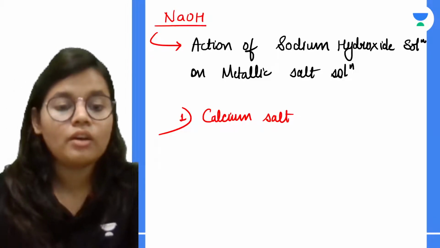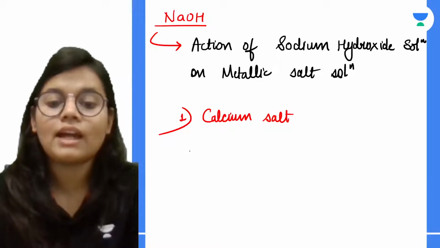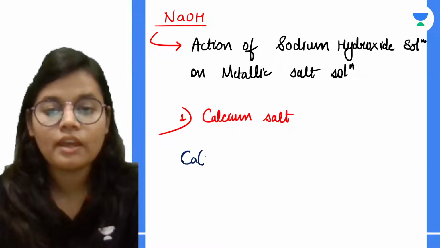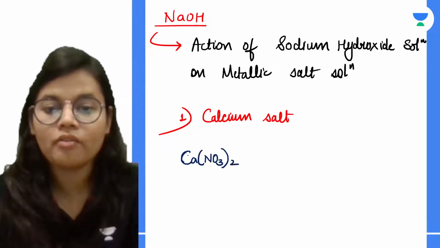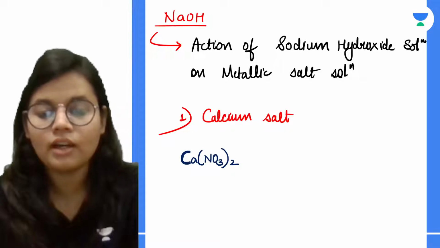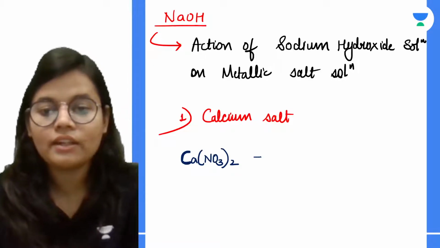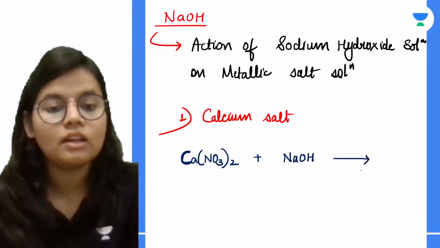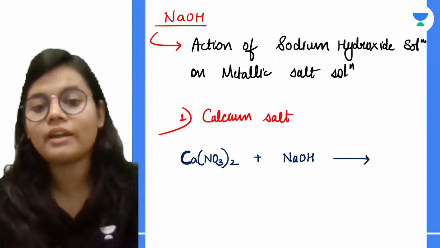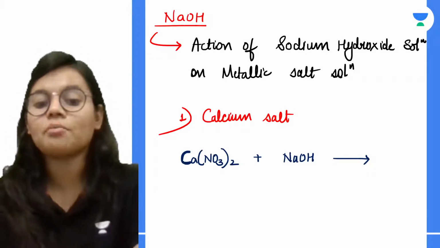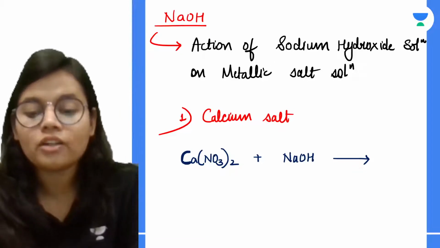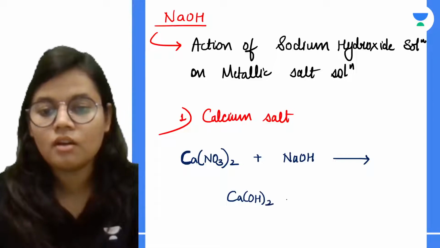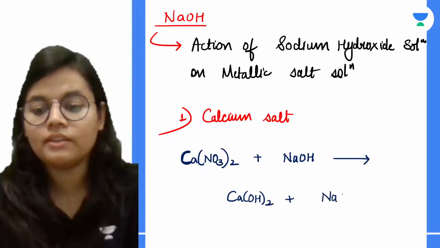Okay, so for example, if I am given calcium nitrate, what would be the formula? It would be Ca(NO3)2. I hope everyone knows how to go for the formulas. Okay, and when it reacts with sodium hydroxide, the reaction takes place. Kindly let me know in the chat box which type of reaction it is. What product do we get? We get calcium hydroxide plus sodium nitrate.